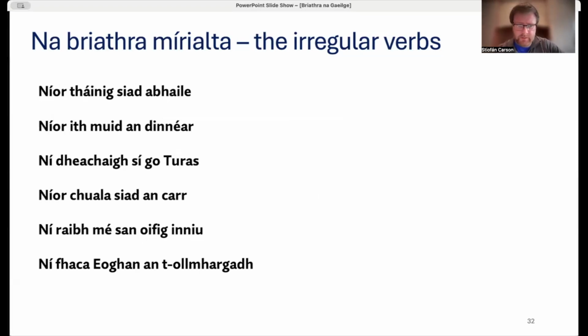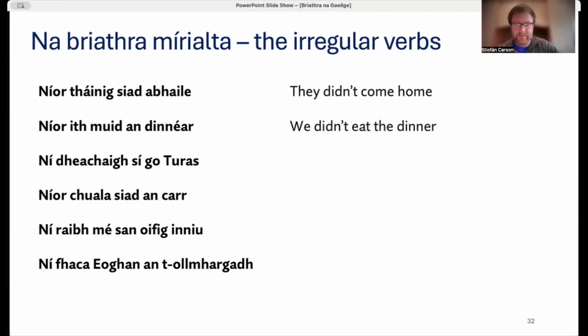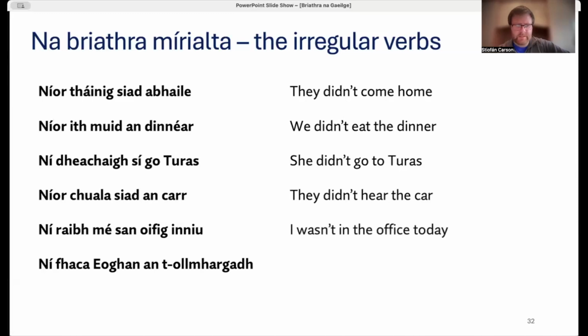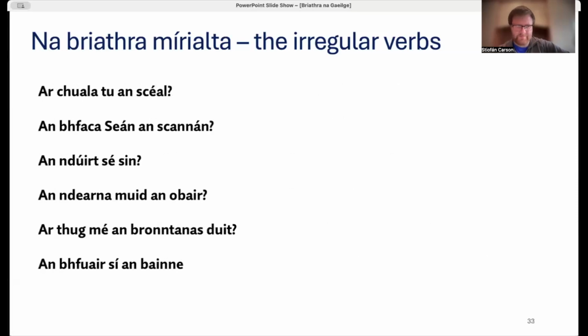Near Honik Shidawala, they didn't come home. Near Ihmudge and Ginger, we didn't eat the dinner. Ni Yahishi go Turris, she didn't go to Turris. Near Hullashade and car, they didn't hear the car. Ni Rome signific anew, I wasn't in the office today. Ni Aka Owen and Tulwaragu, Owen wasn't in the supermarket. Or Gumlesko, Owen didn't see the supermarket.